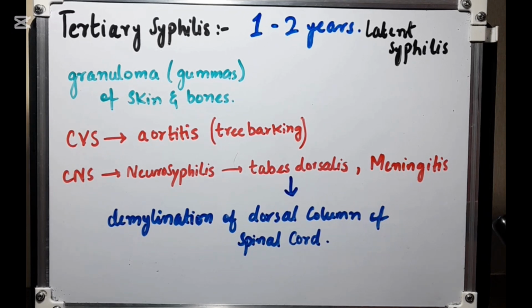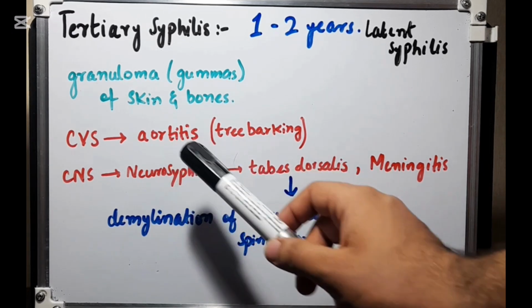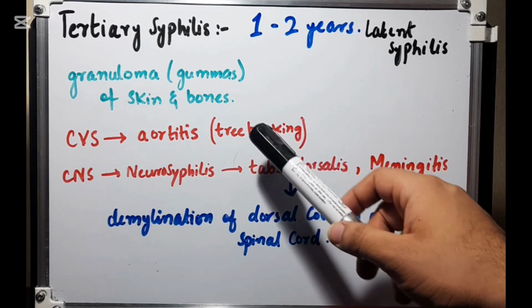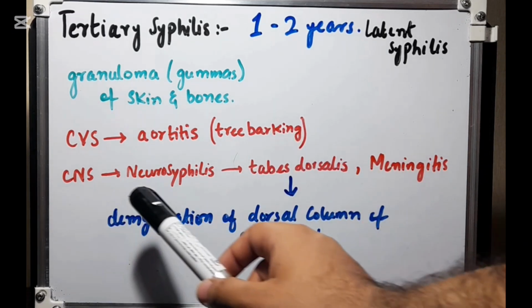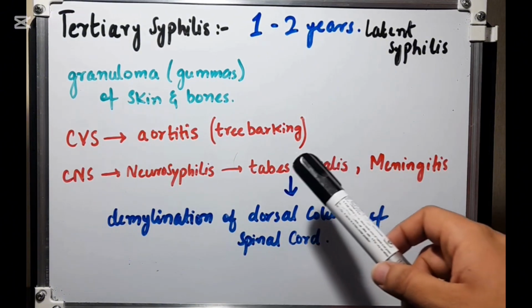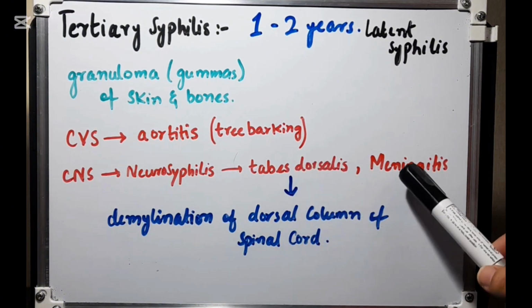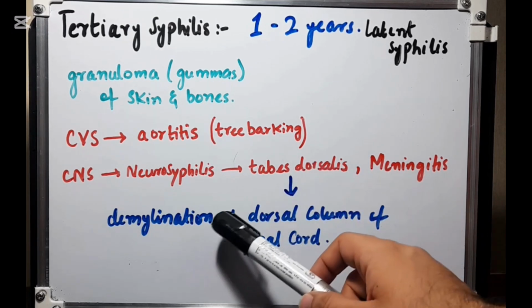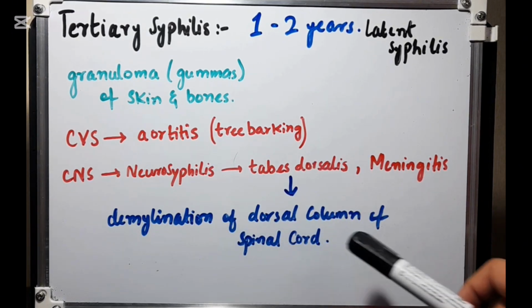In the cardiovascular system, we can see aortitis, inflammation of the aorta, where there is a tree-barking appearance of the aorta. In the CNS, it can cause neurosyphilis, where we can see meningitis and tabes dorsalis. Meningitis is the inflammation of the meninges, and tabes dorsalis is demyelination of the dorsal column of the spinal cord.